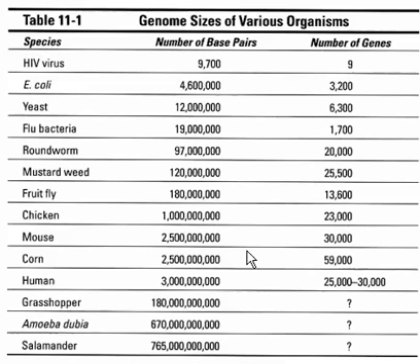This particular table shows us information about different species, ranging from viruses to bacteria to the very simple eukaryotic organisms, all the way up to more complicated organisms. It also shows the number of base pairs in the genome as well as the approximate number of genes that are found in that genome.